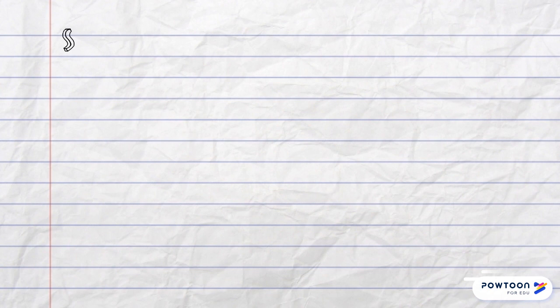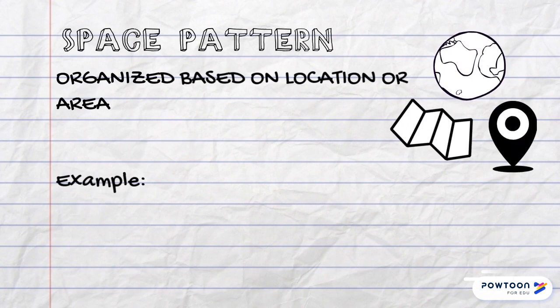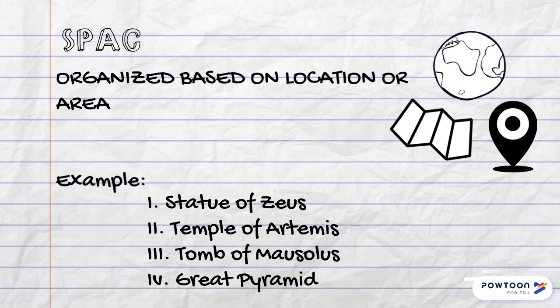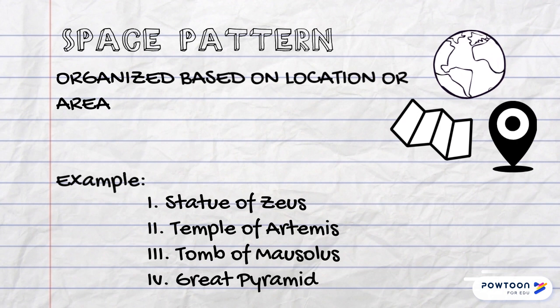The space pattern, also called spatial, is organizing the points based on location or area. So again, if I were using the 7 ancient wonders and I wanted to organize them based on how far each of them is located from the United States, I would order them like this: the Statue of Zeus, then the Temple of Artemis, and then so on. Another example of the space pattern would be if you were describing how the HCC campus is set up. You would pick a starting point and then work your way through until you're back at that same starting point.